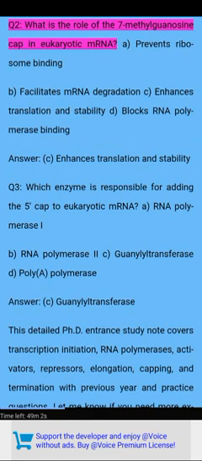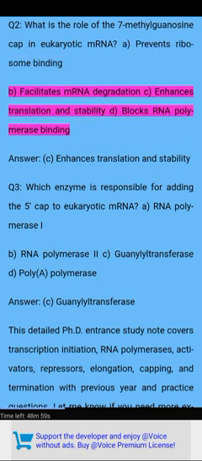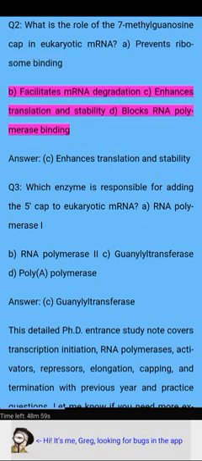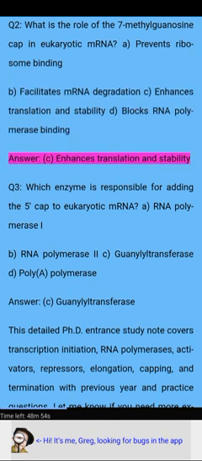Q2. What is the role of the 7-methylguanosine cap in eukaryotic mRNA? A. Prevents ribosome binding. B. Facilitates mRNA degradation. C. Enhances translation and stability. D. Blocks RNA polymerase binding. Answer: C. Enhances translation and stability.